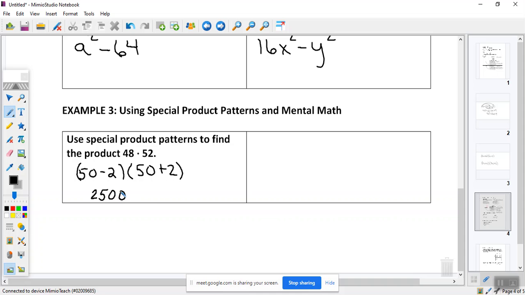What's 2 times 2? Now, guys, if you could think of it like that, yeah. 2,500 minus 4 is what? 2,496. There you go.